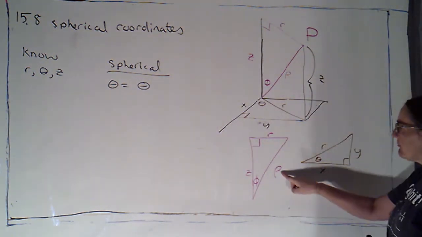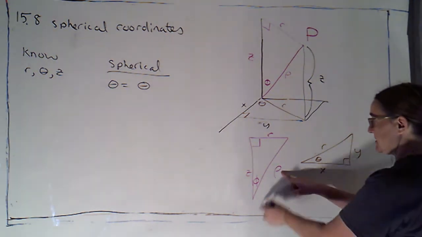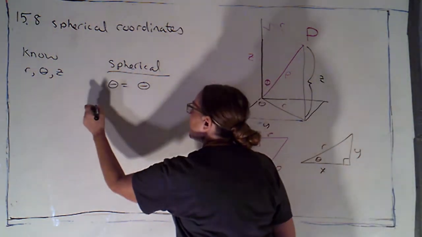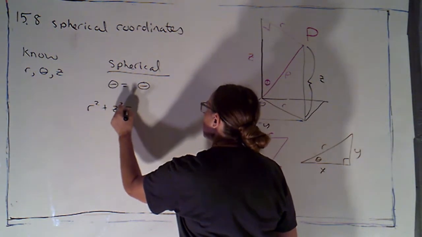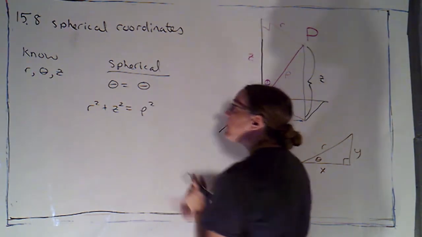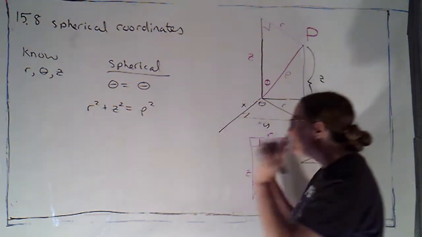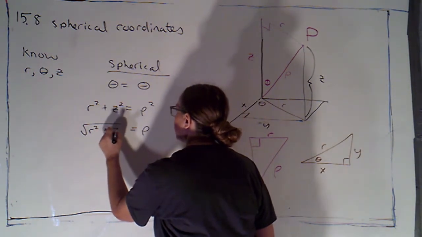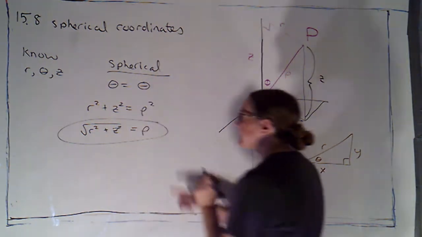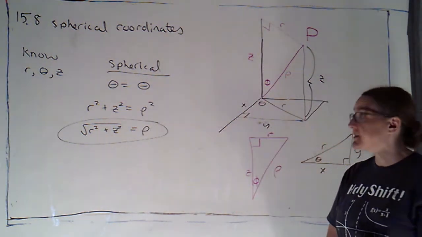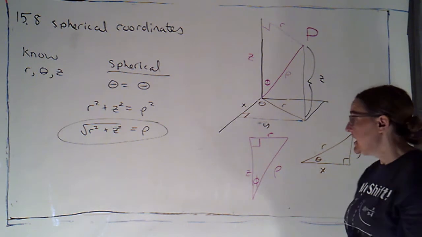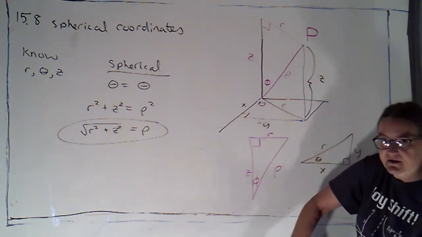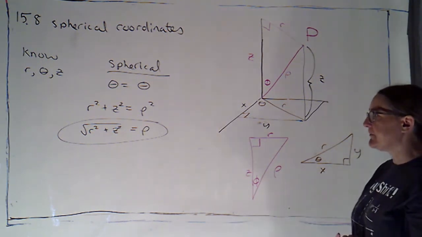Okay. Now, if I wanted to solve for rho, well, that's kind of nice, because that's just the hypotenuse of this triangle. So I would get r squared plus z squared equals rho squared, but I know that rho is positive. Fabulous. Rho is the square root of r squared plus z squared. That's a unique formula for rho that's going to work every single time. Okay, doesn't matter whether z is positive or negative. I just have a triangle that was below the xy plane instead of above it.